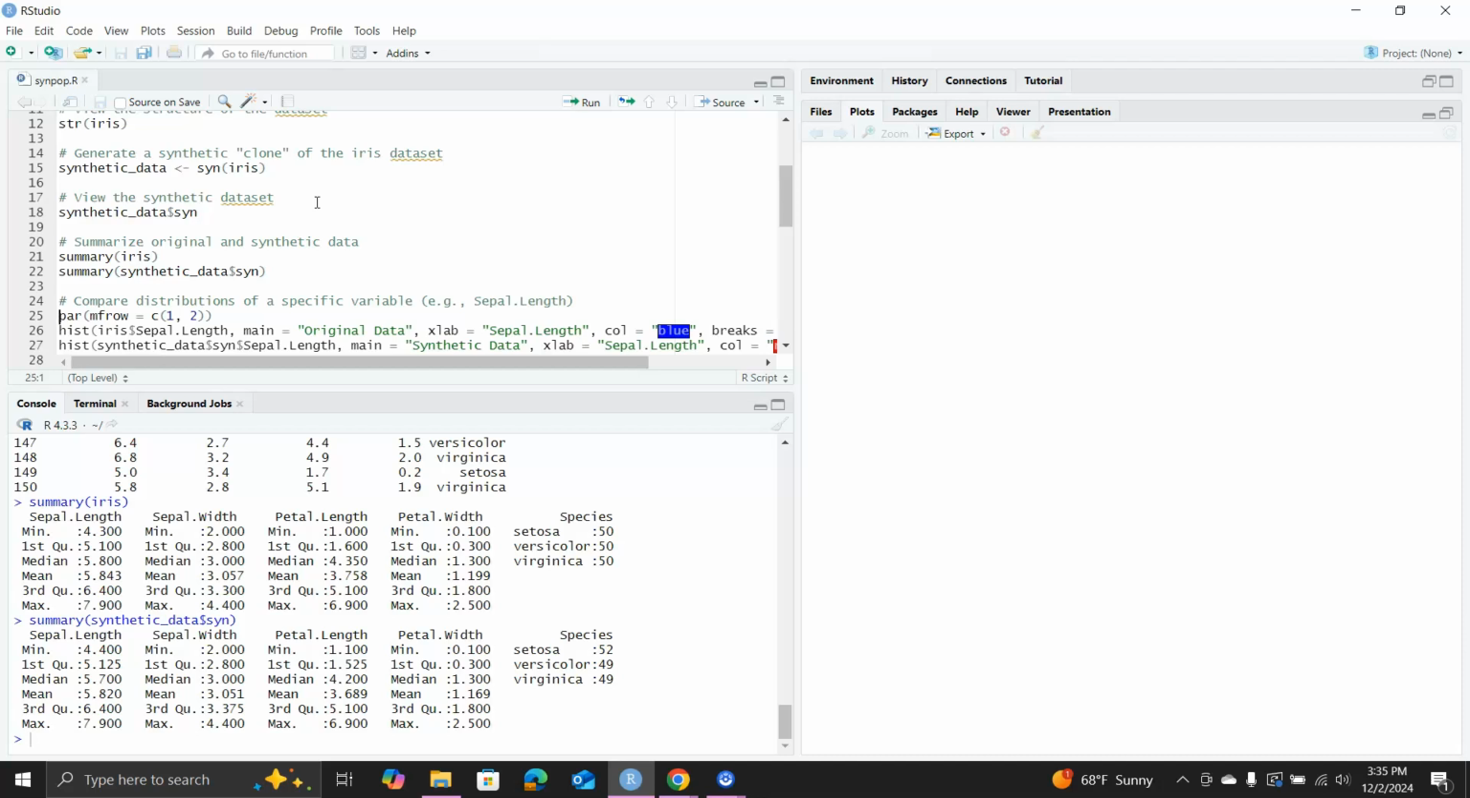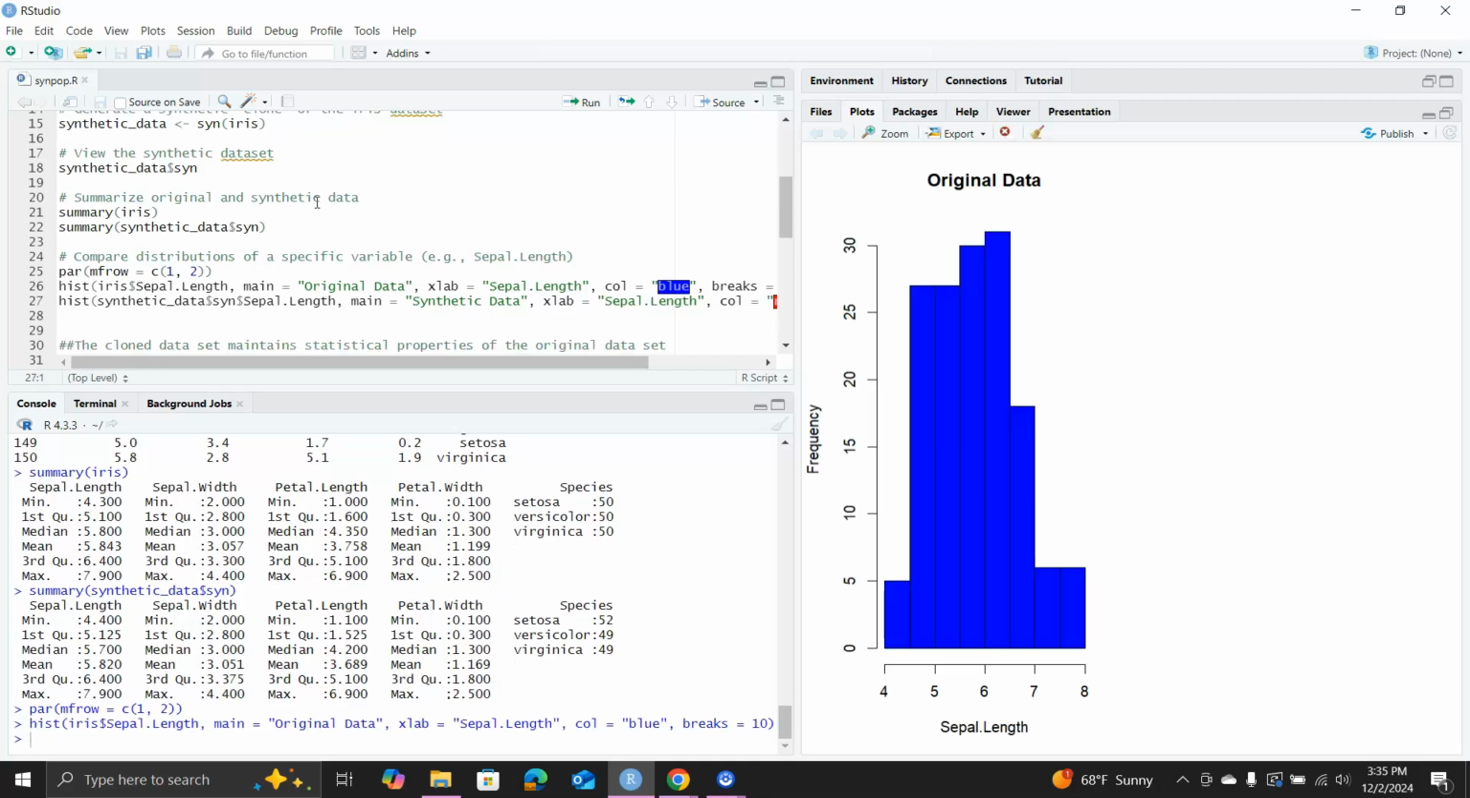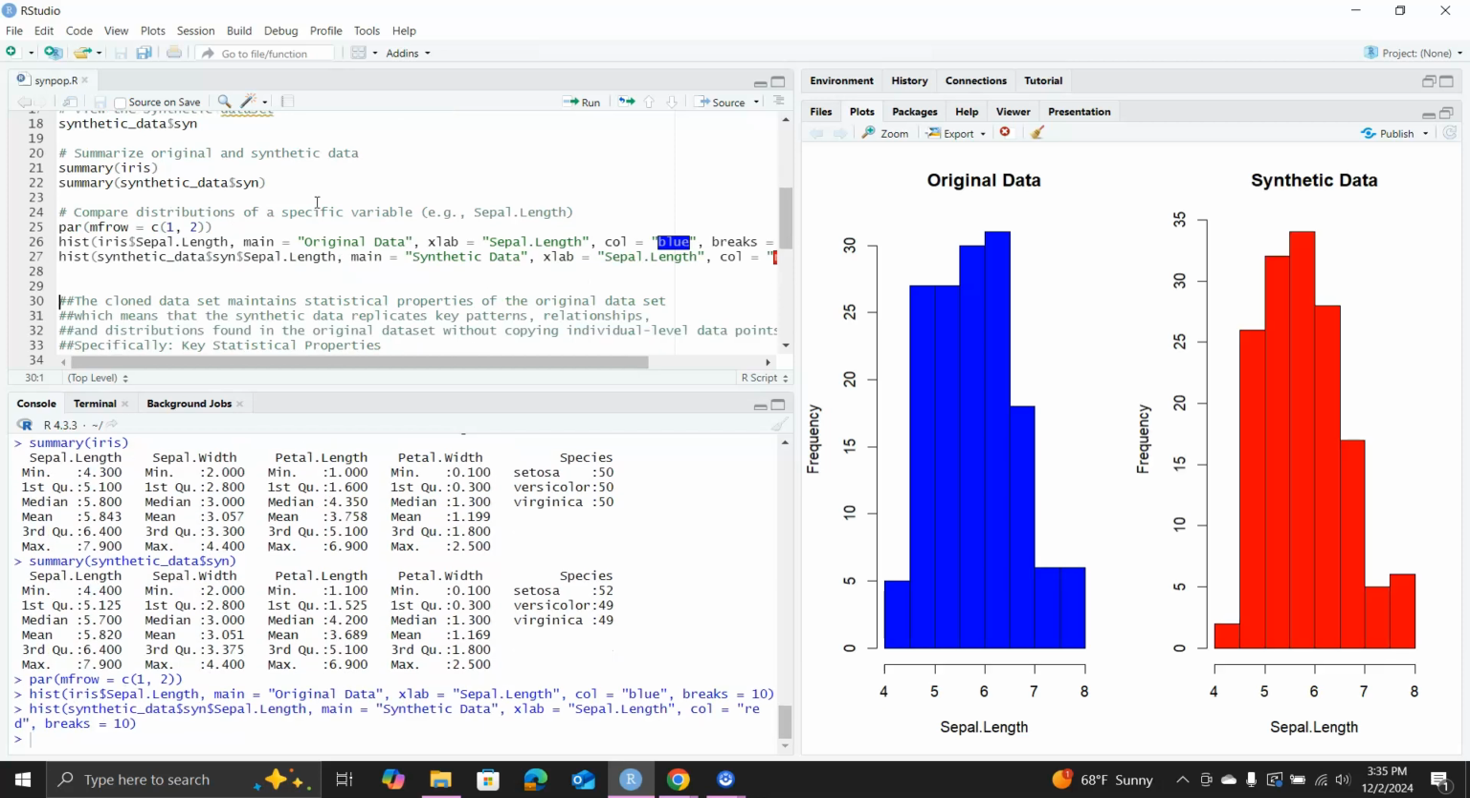And we can take a look at the distributions of a specific variable, for example, Sepal.Length. Separate the window into 1 row, 2 columns, and let's take a look at the original dataset histogram for this variable. And this is the histogram of this variable in the synthetic dataset. So quite similar here. So basically what this means is the cloned dataset maintains statistical properties of the original dataset.